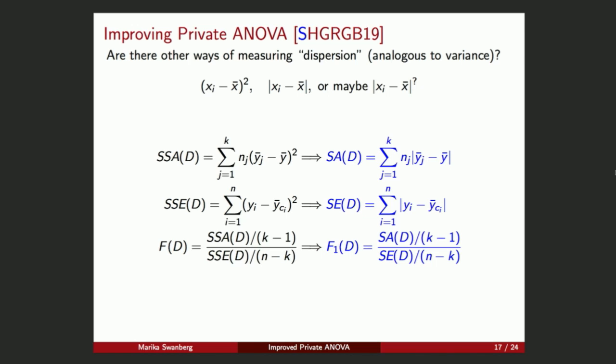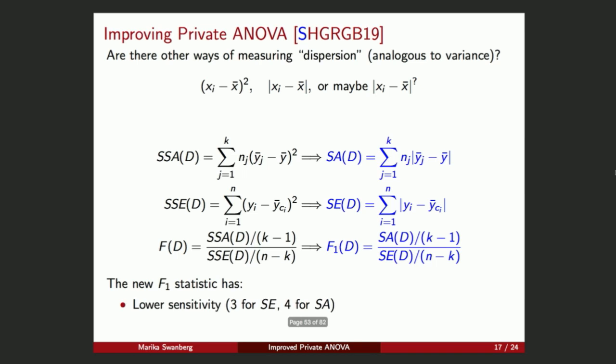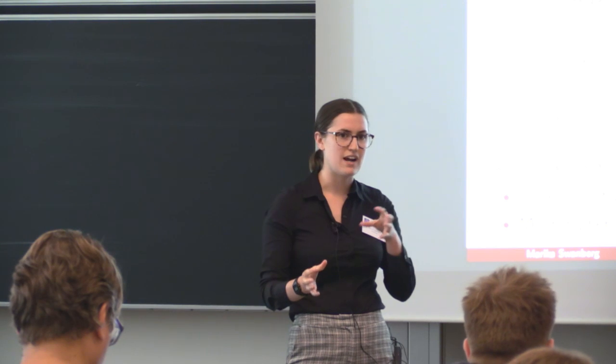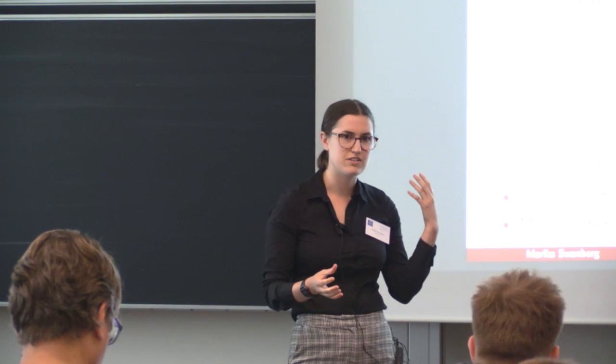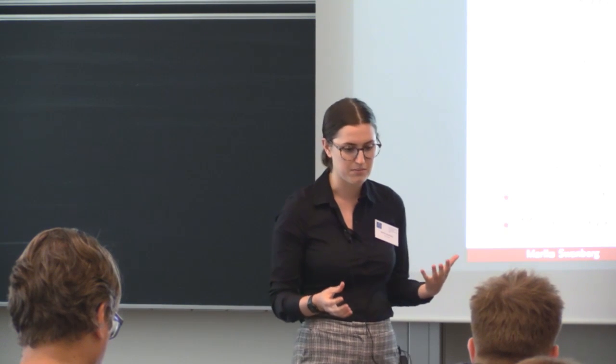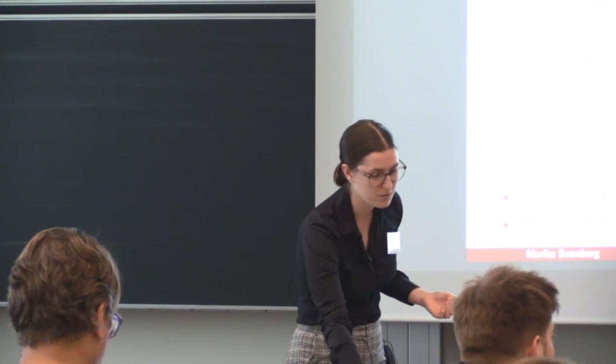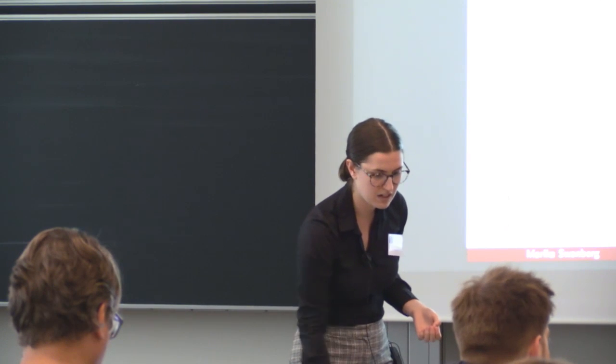And it has some nice properties. So for one, the SA and SE have lower sensitivity. So that helps a little bit in terms of power. But more critically, it has a much higher value. So this means that the noise that we're adding is much smaller relative to the actual true value that we computed. And that helps a lot for statistical power.